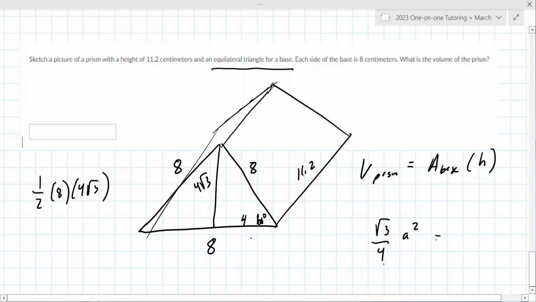Oh wait, how did we get the 4 square root 3? That's the 30, 60, 90 triangles. I know, I was just wanting to verify that these were the same. Don't worry about that. So you're going to use this formula on the right here. Your a is 8, so square root of 3 over 4 times 8 squared. That's 64 divided by 4, which is 16 square root of 3. And then you multiply that by the 11.2 for your volume. So your volume is 16 square root of 3 times the 11.2 height, like that.